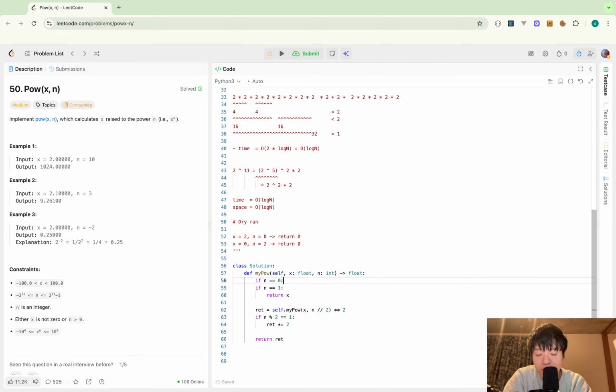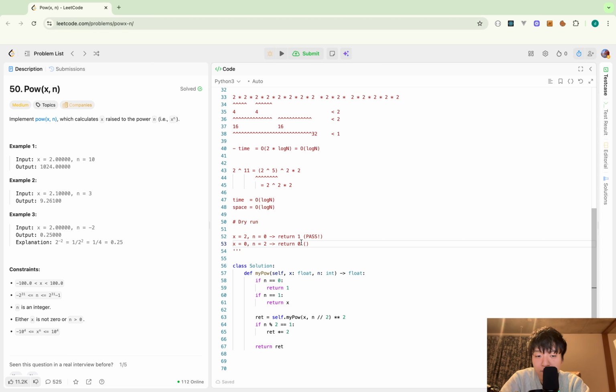So if n is 0, what should I return? If x is 2 and n is 0, I should return 1, because something to the 0 is always 1. In this way, if x is 2 and n is 0, I return 1. I pass this test case.